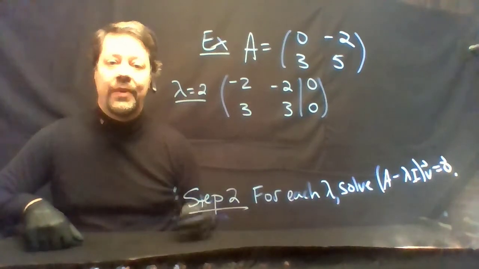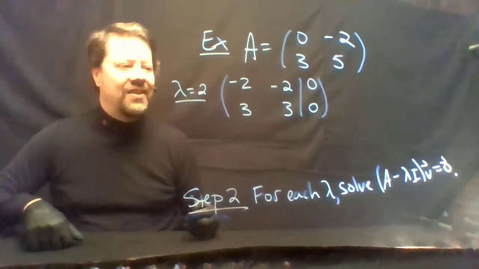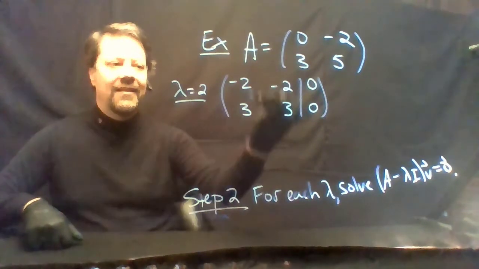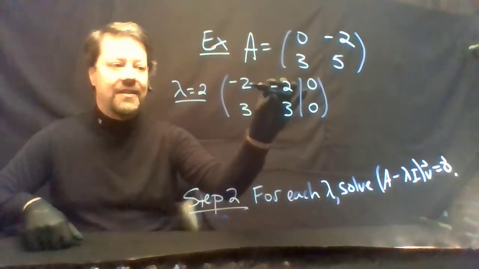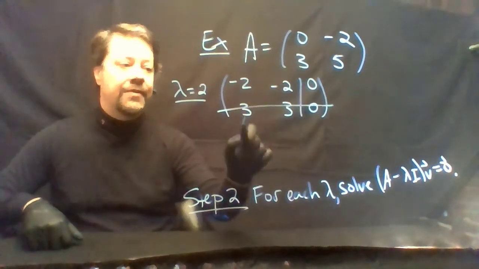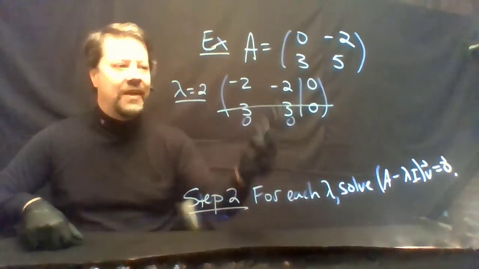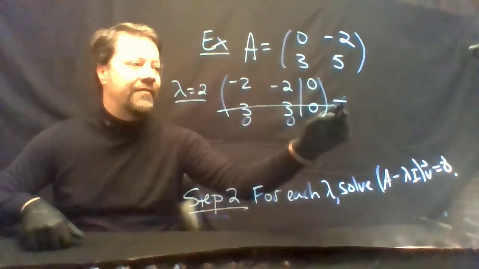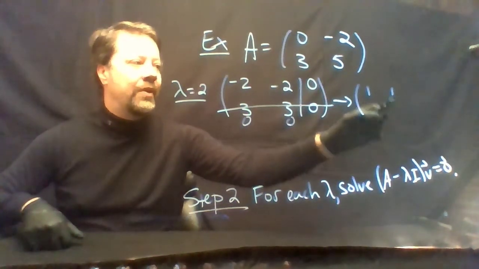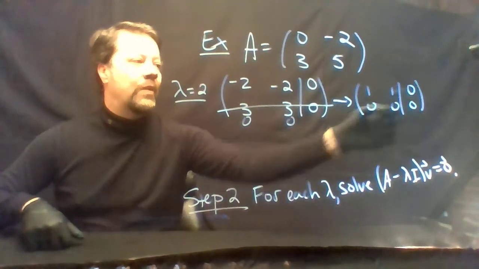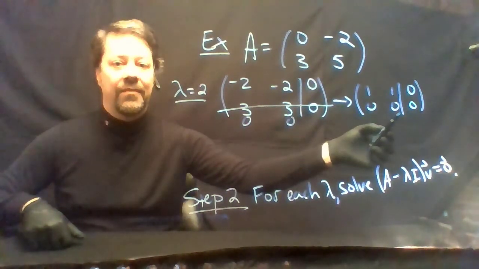So I'll put this into an augmented array. You can see right now that the rows are going to be dependent. If we take 3 halves times the first row and add to the second row, we end up with a row of zeros. We can then multiply the first row through by -1/2, yielding the reduced row echelon form 1, 1, 0, 0, 0, 0.